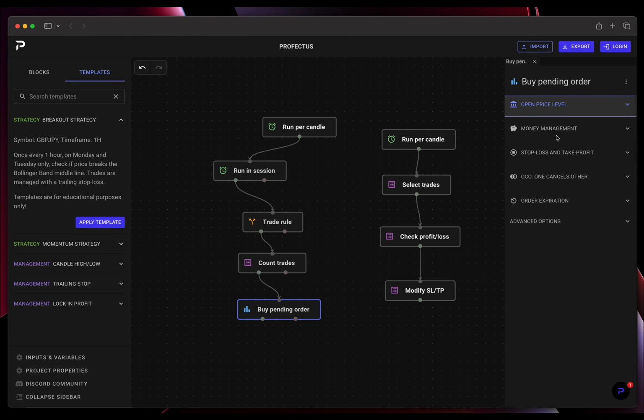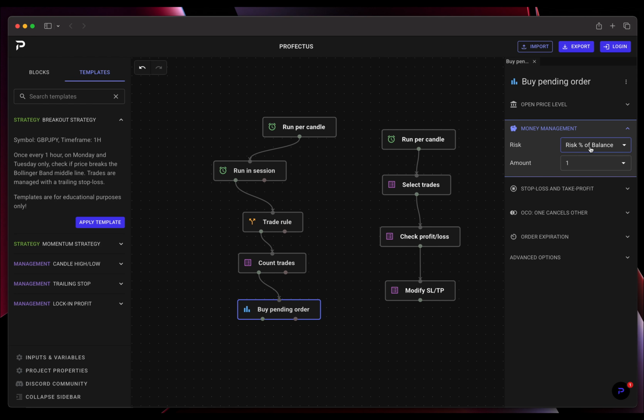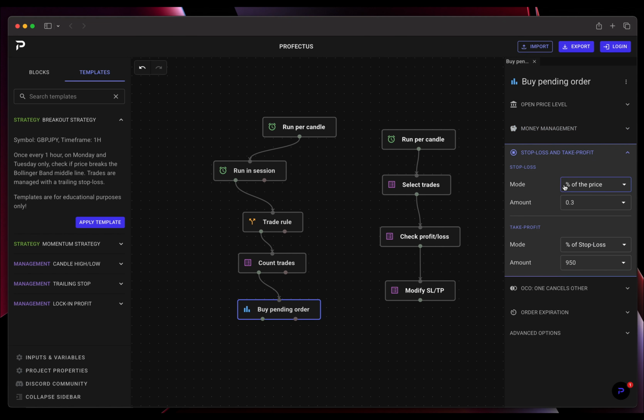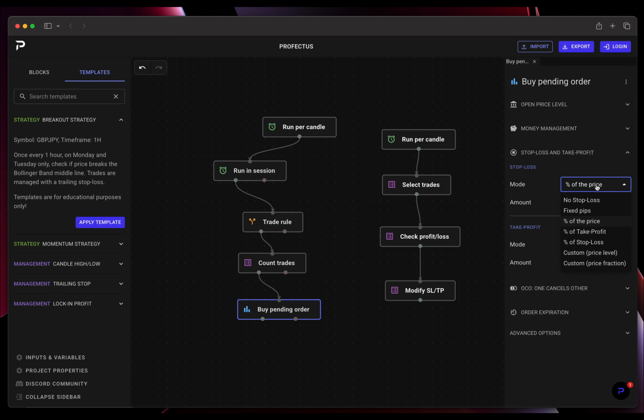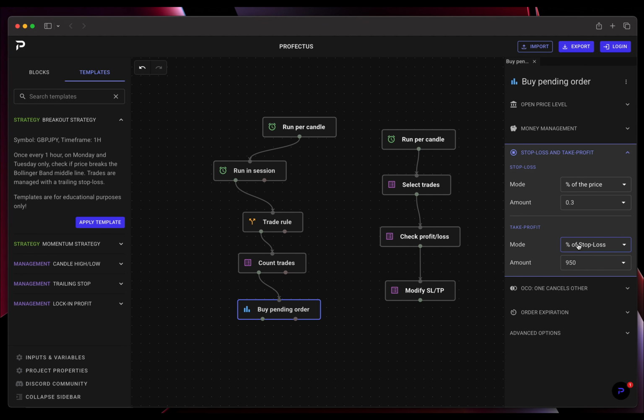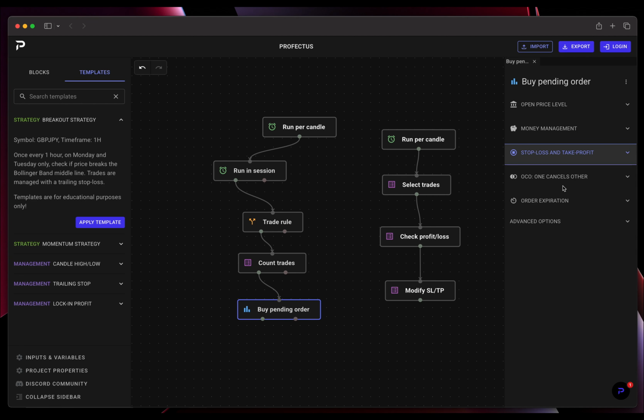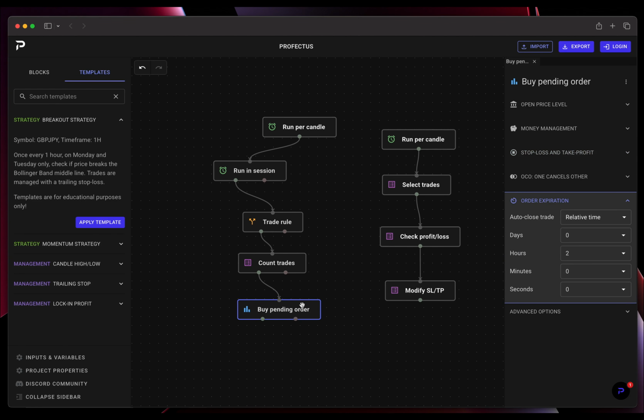Let's talk money management. I want to risk 1% of my account balance on one trade. Now stop loss and take profit, I always use them. I use percentage of price, but you can also simply use pips. For my take profit, I want a high risk to reward ratio. In this example, I use a target that is 9.50 times larger than my stop loss. After I place an order, I want to automatically delete the order if I am not triggered within 2 hours.